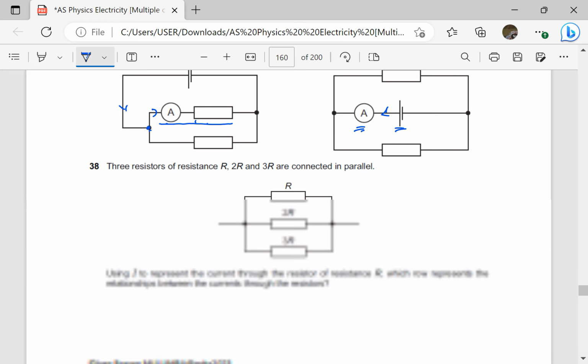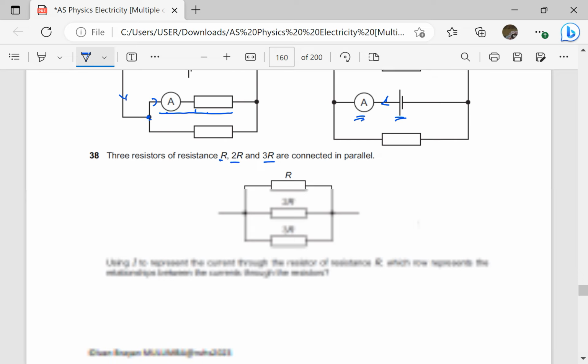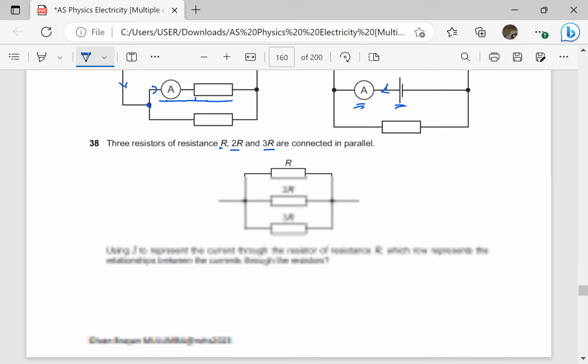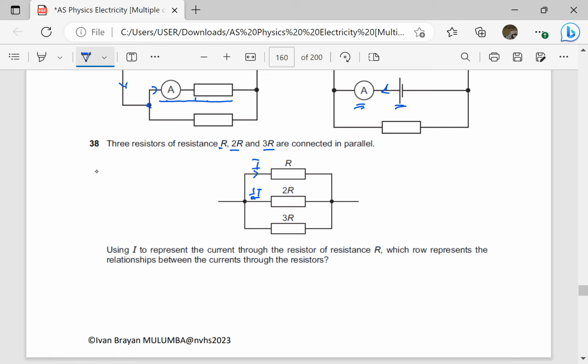And lastly, for this part, three resistors of resistance R, 2R, 3R are connected in parallel. Using I to represent the current through the resistor of resistance R, this current is I. If that one is I, this one should be a half of I. And if that one is a half of I, this one should be 1 over 3 I.